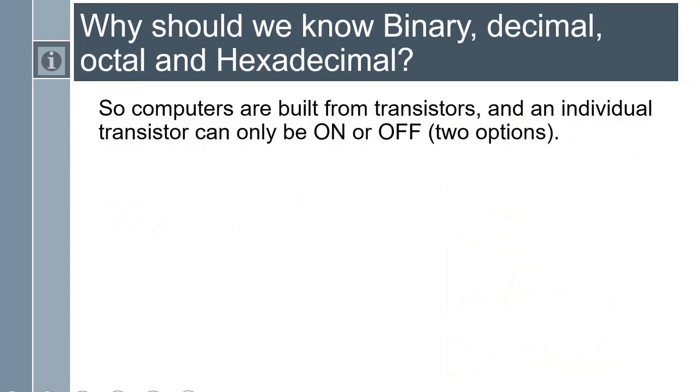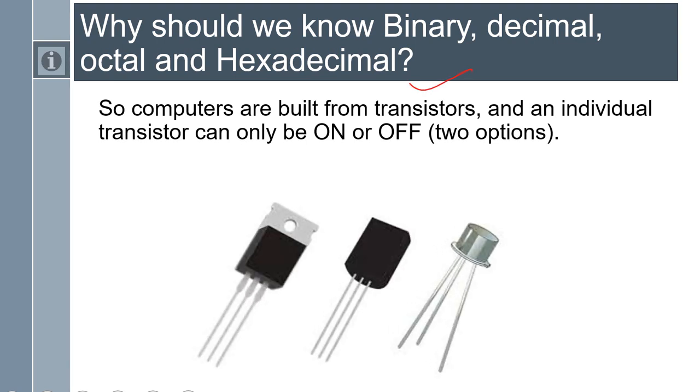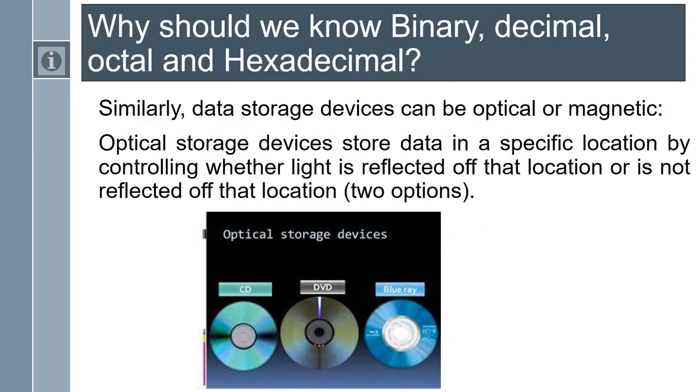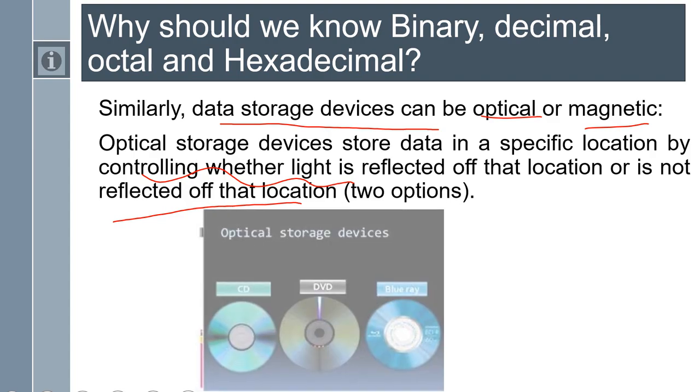Another example is that computers are built from transistors, and an individual transistor can only be on or off, two options. Similarly, data storage devices can be optical or magnetic. Optical storage devices store data in a specific location by controlling whether light is reflected off that location or not reflected off that location. So two options are used here also.